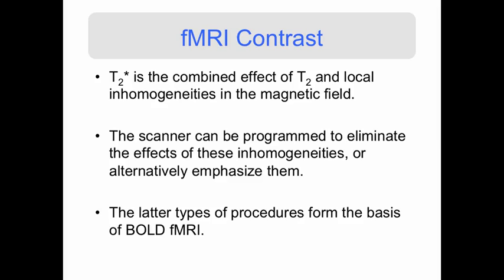T2 star is the combined effect of T2 and the local inhomogeneities in the magnetic field. The interesting thing is that sometimes there are local inhomogeneities in the field that cause the nuclei to dephase quicker than they would in the absence of them. So this changes the value of T2 somewhat, and we get what's called T2 star. Now the scanner can be programmed to eliminate these effects, or alternatively, the scanner can be programmed to emphasize these. And the latter type of procedure is actually what forms the basis of what's called BOLD fMRI.